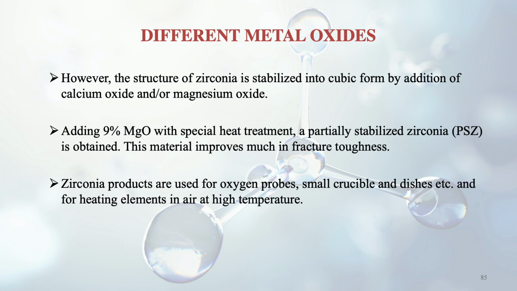And how is it done? By addition of foreign elements like calcium oxide and magnesium oxide. Also, by adding 9% of magnesium oxide with a special heat treatment, a partially stabilized zirconia can be obtained. And this partially stabilized one actually improves the fracture toughness. So this is very good. Zirconia products are used for oxygen probes. These are some applications in small crucibles and in dishes, and for heating elements in air at high temperatures.